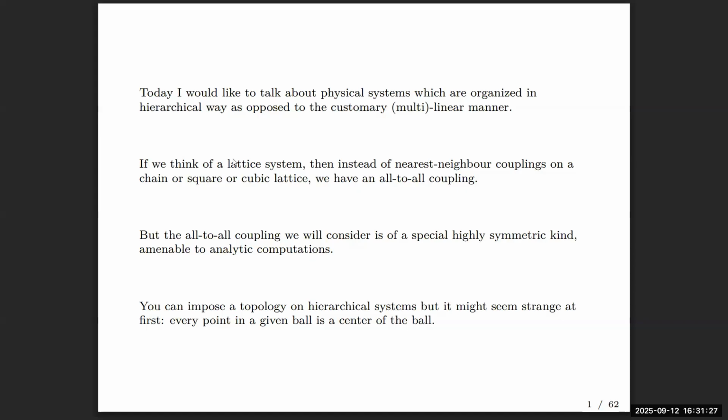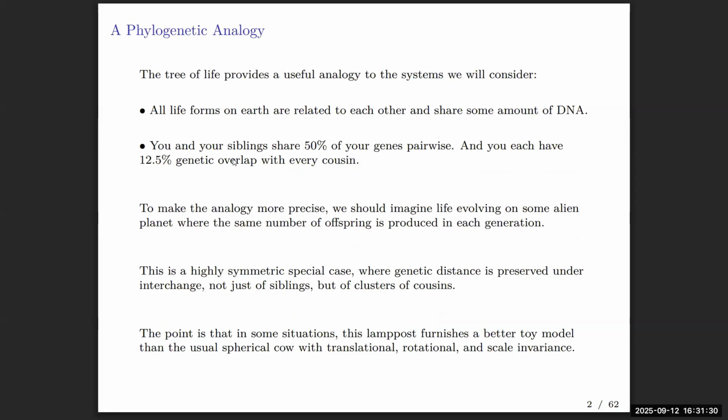But let me try to explain it just with an analogy. This tree of life is actually going to be a useful metaphor. The point is that, in some sense, all life on Earth is in some way related to each other, right? If you go far enough back, there's some common ancestor, right? And the relationship between life isn't linear. That is what I would call hierarchical with the weird topology. Because, for example, all your siblings are equally related. So in that sense, it's like every point in a ball is a center of that ball, right? And all of your siblings have the same shared amount of DNA with all of your cousins.